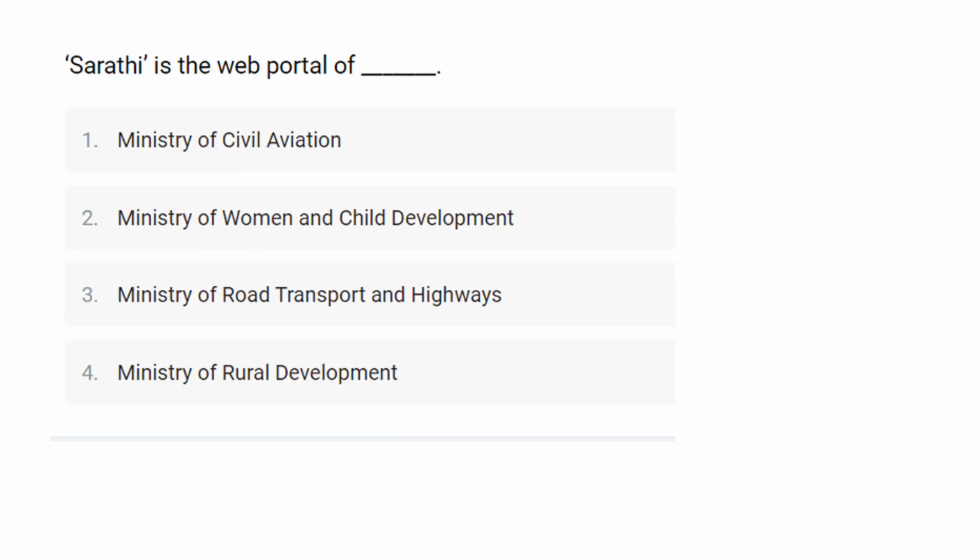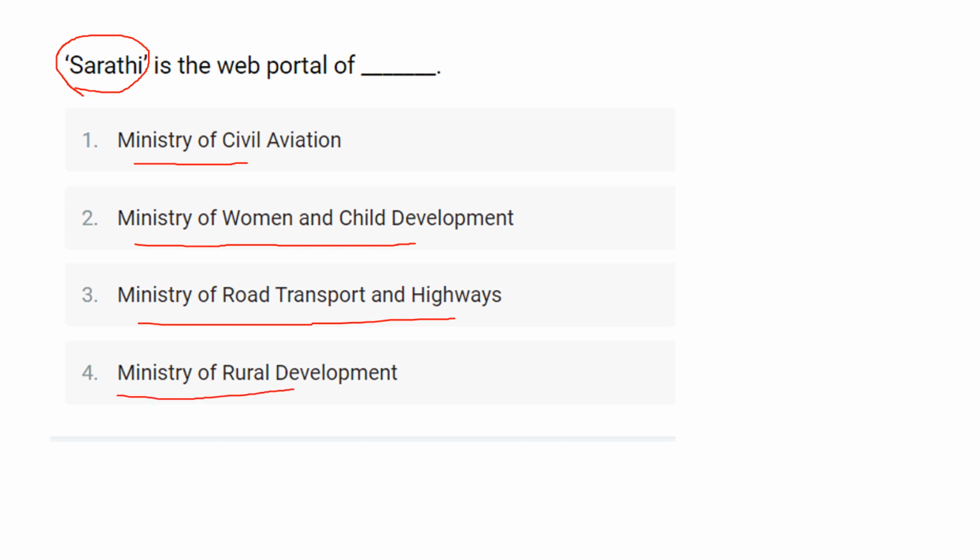Sarthi is a web portal of. So here in this question they ask you about the Sarthi is a web portal of which of the following. For which the first option here is Ministry of Civil Aviation. Second option is Ministry of Women and Child Development. Third one is Ministry of Road Transport and Highways and the last one is Ministry of Rural Development.